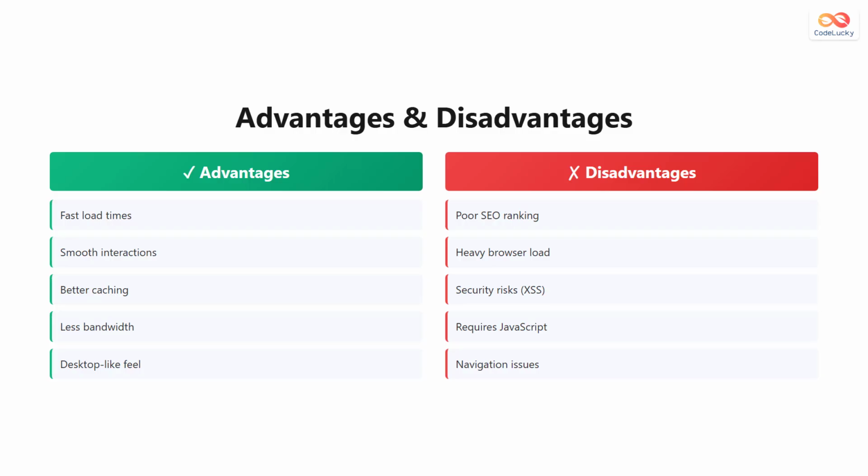However, the disadvantages are important to consider. SPAs rank poorly in search engine optimization because search engines struggle to index JavaScript-generated content. They place a heavy load on the browser because it does more processing. They pose security risks like cross-site scripting attacks. They require JavaScript to be enabled in the browser. And they can have navigation issues with the browser's back button.